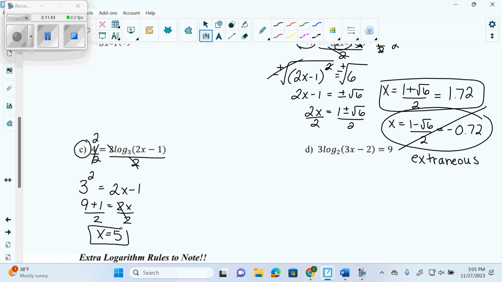And I always double check. When I plug that in, 2 times 5 is 10, minus 1 is 9. So that's good. I can have a 9 beside my log. And then I can go 2 times 3. Log base 3 of 9 is 2. 2 times 2 is 4. So it's right, and it works.